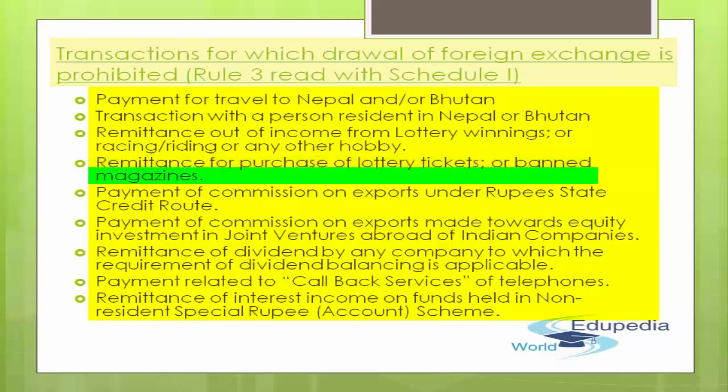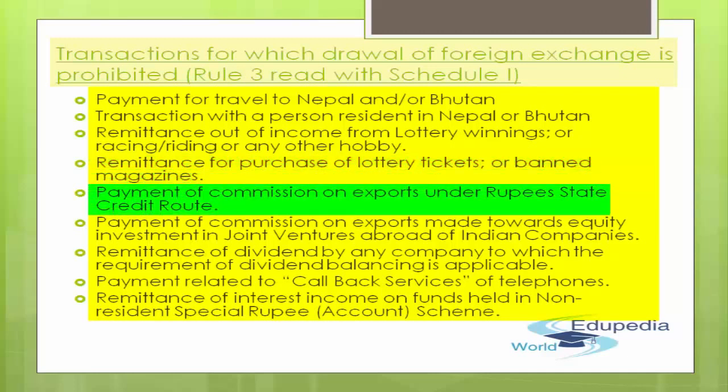Next will be the payment of commission on exports under the rupee state credit route. Again, guys, FEMA clearly states that the drawal of foreign exchange is prohibited. Why? Because it is totally on the basis of the commission you'll be getting out of exports. The nation again wants to remove the involvement of mediators when you go for any export or import procedures. This will have an impact wherein you'll be dealing with some funds and need to incorporate the commission amount for any of the exports.